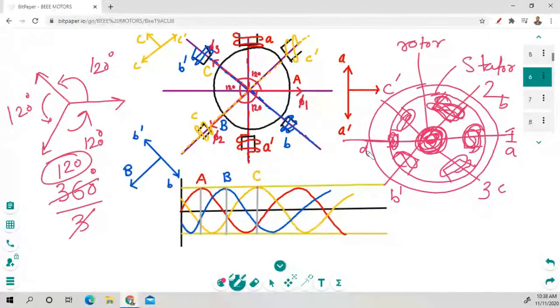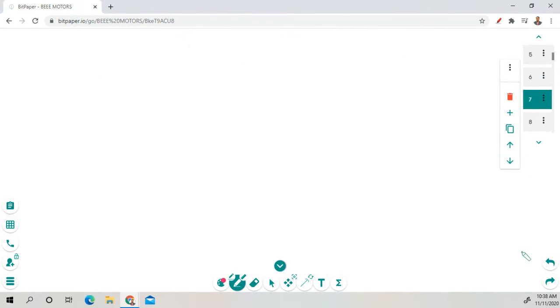Pankaj, write in chat box, understood? Okay. Okay. So any doubt now? Okay. So now what is this? Okay. So let's understand this.